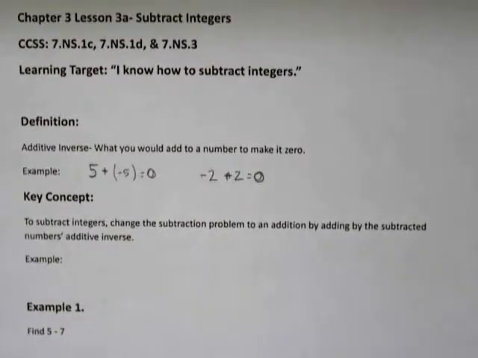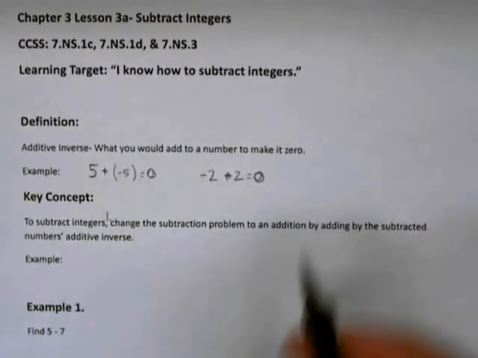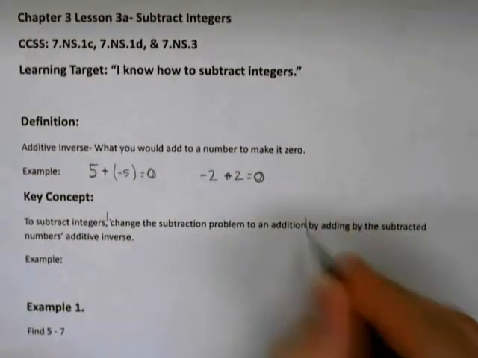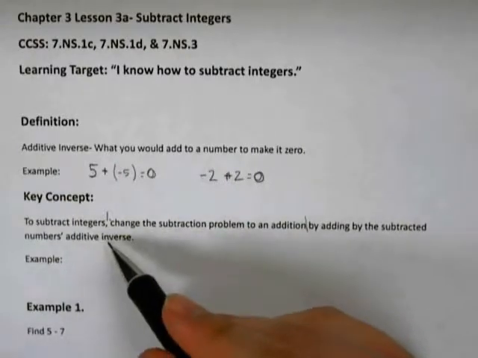So let's move on to our key concept. How do we subtract integers, really? To subtract integers, we have to change the subtraction problem to an addition problem. This is the first step. And the way that we do that is by adding the subtracted number's additive inverse.